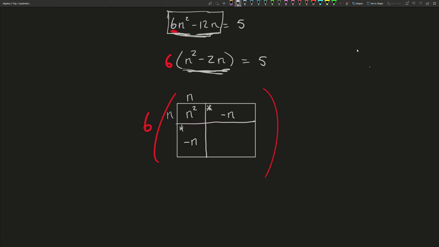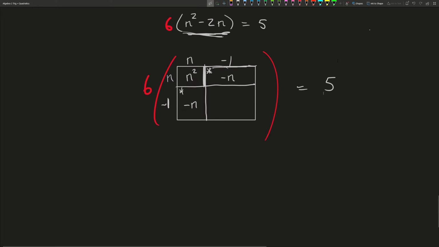So keeping in mind that if this length is n, this length up top has to be negative 1, because negative 1 times n gives us negative n. And then same thing down here. So if we do this like an equation, we get that so far. Now, what we didn't do is add this part of the equation yet. So if we add that part, negative 1 times negative 1, that's just positive 1.